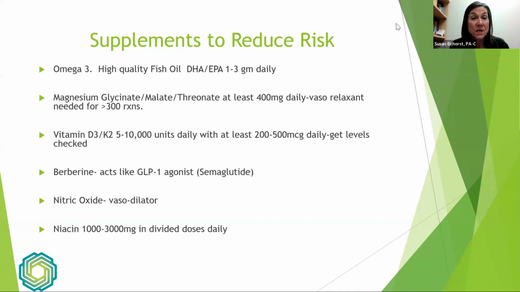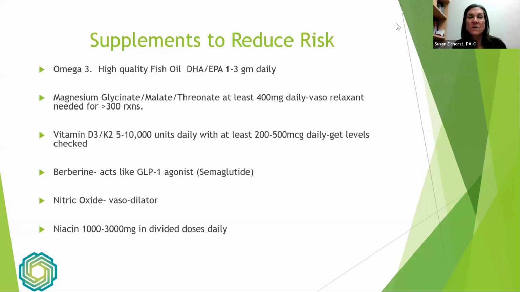Make sure you are getting good, adequate vitamin D3, K2, and have your levels checked. It is not enough to just take vitamin D3. You want to get that level checked to make sure it's in the optimal range of 50 to 90. Berberine acts as a great GLP agonist. That's what semaglutide is. Helps for reducing glucose levels and, importantly, stabilizing insulin resistance.